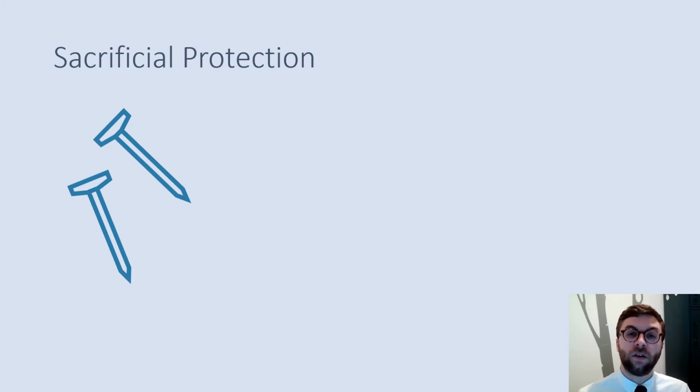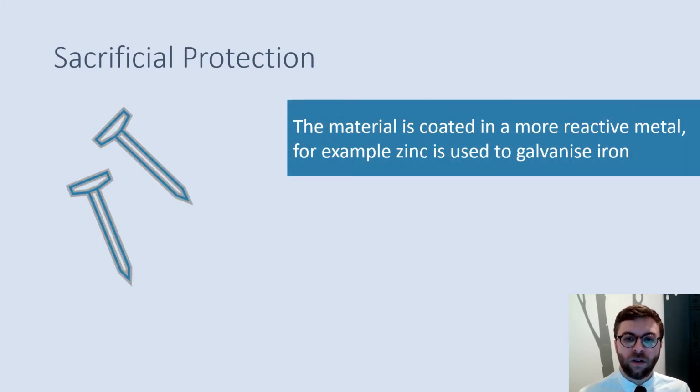As I said earlier, we can do what's called electroplating, and an example of this is sacrificial protection. In sacrificial protection, what we do is we coat a nail with a more reactive metal. So for example, here we might have iron nails like earlier, but we don't want them to be exposed to the oxygen and rust, so we'll coat them in a much more reactive metal, such as zinc.